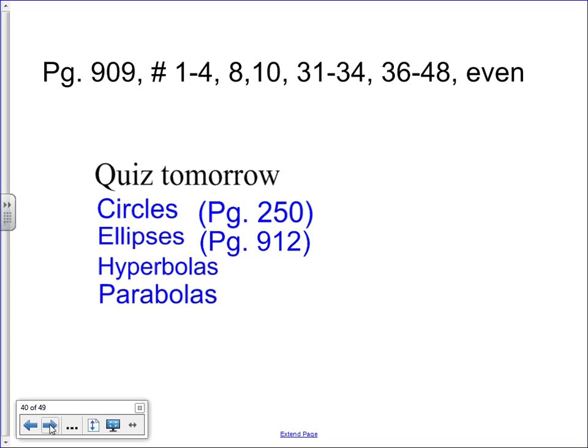Here's your assignment, and there's a quiz tomorrow. If you want to go back and study some circles, that's on page 250. Ellipse is at page 912, and we've just recently done hyperbolas and parabolas. So there's the parabola homework. Quiz tomorrow. Please study. You will be graphing at least 2 of each one, okay? And you might have to look at a graph and decide what its equation is. So go back and study and look through those.